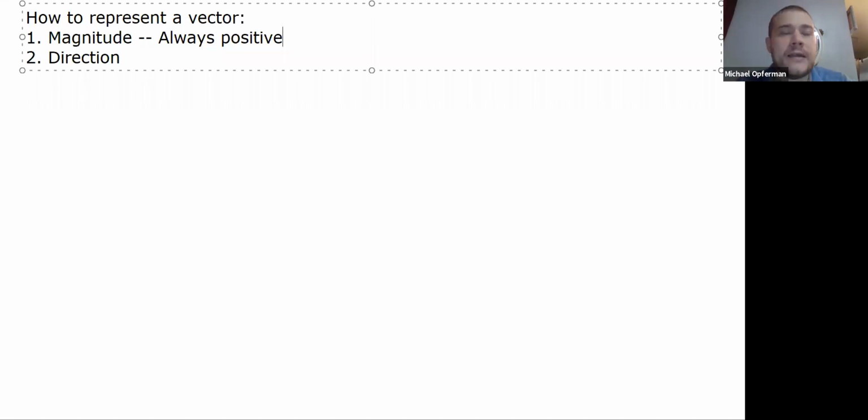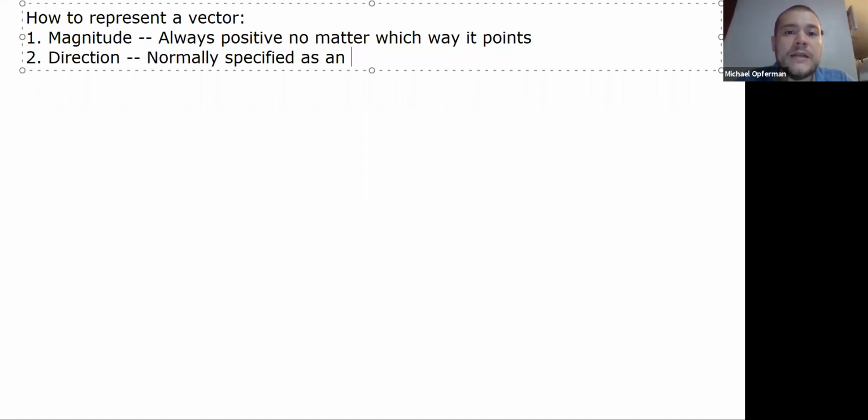Just as the length of something can't be like -5 centimeters, that doesn't make any sense. The length of something can't be negative. Likewise, it makes no sense to say the magnitude of a vector is negative, because it's its length. So how can it be negative? The magnitude of a vector is always positive no matter which way it points. And as we talked about in the previous video, the direction is normally specified as an angle counterclockwise from the positive x-axis.